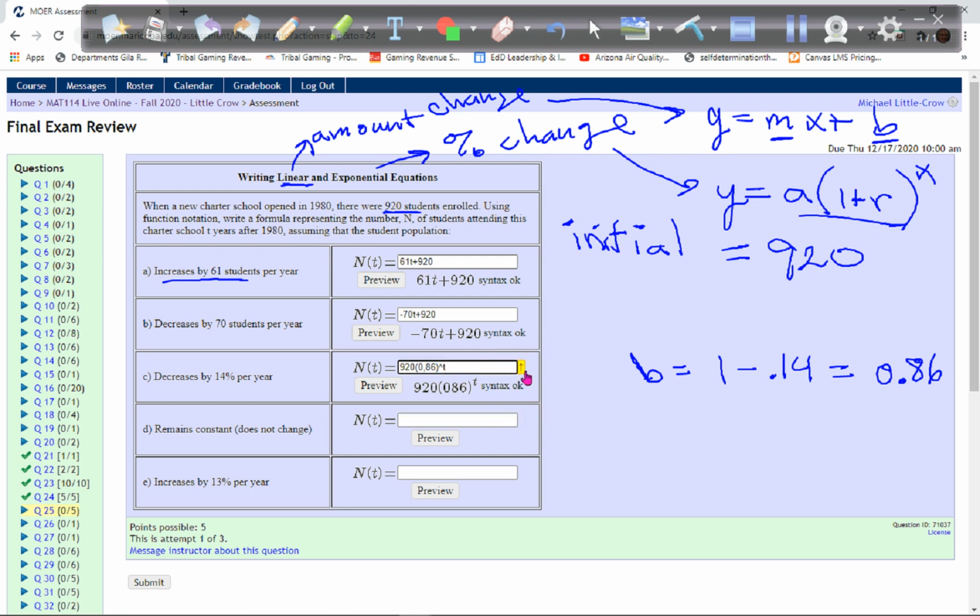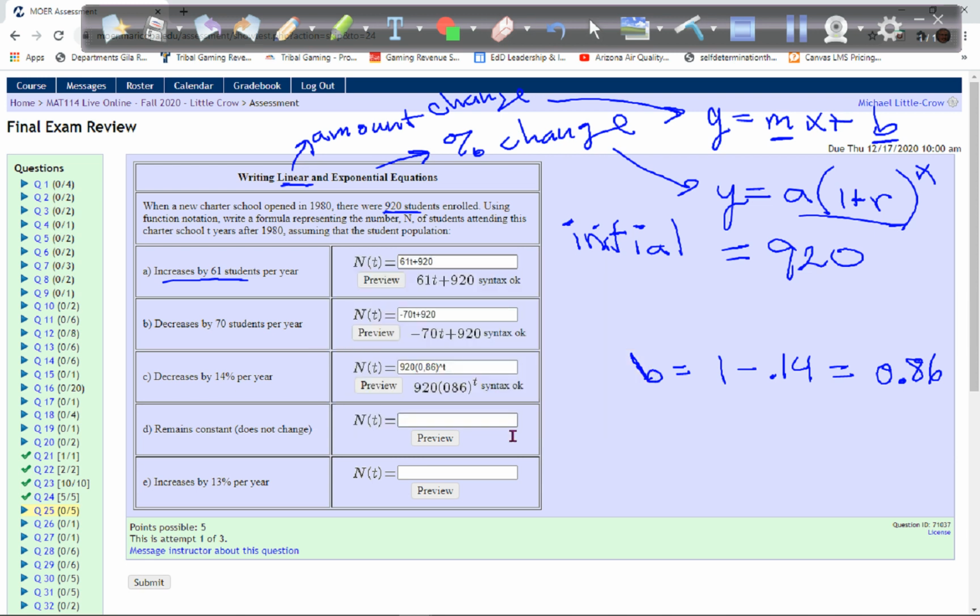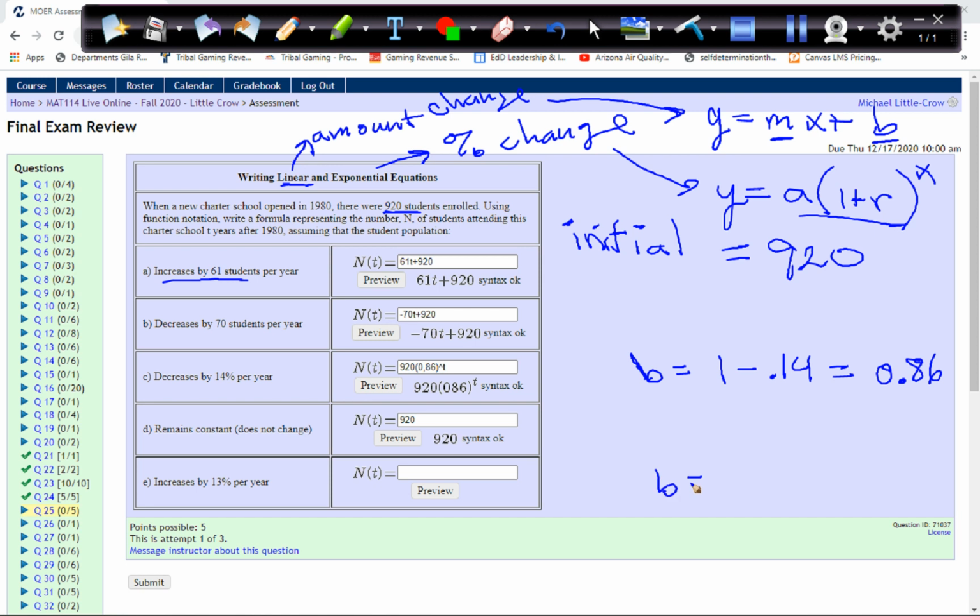What that allows you to do is it looks exactly as it should when you input it. Remains constant: if something doesn't change, well, we have 920 students, and we have 920 students every year. That's the constant function. It actually fits with the linear. You could think of it as 920 plus 0t. There is no change. Then we're increasing by 13%. For this one, we find our base is going to be 1 plus 0.13 because we're increasing. So this will be 1.13.